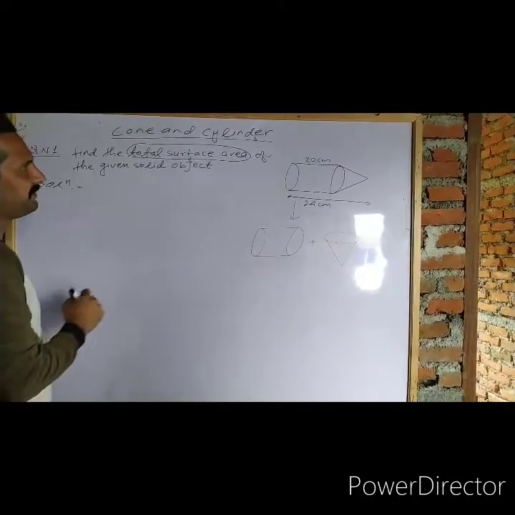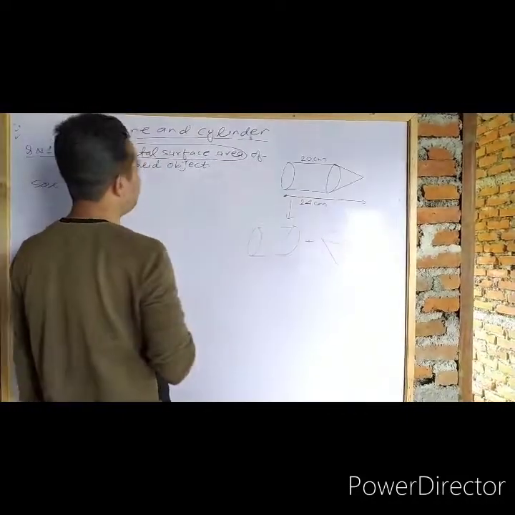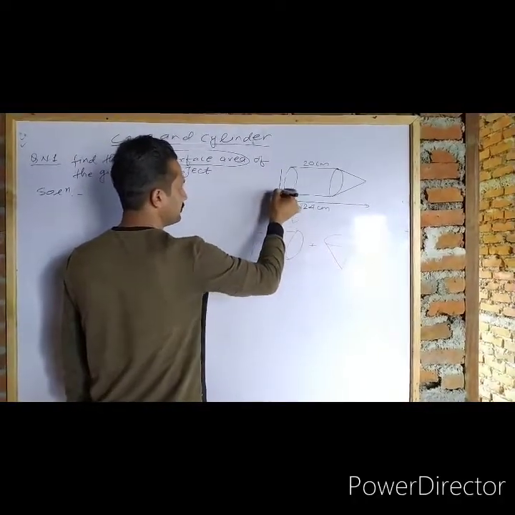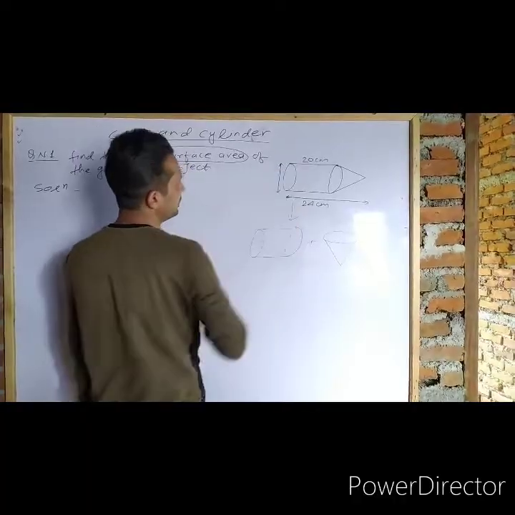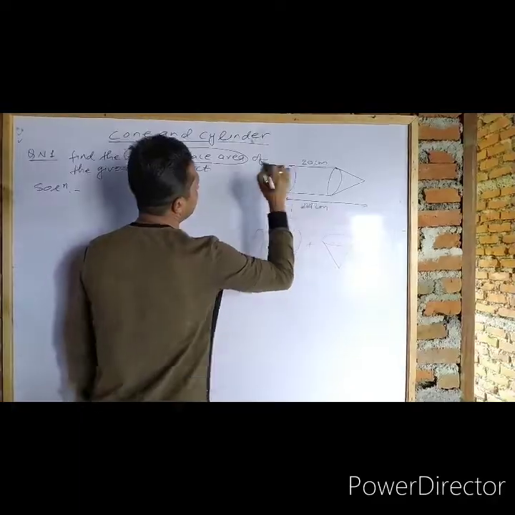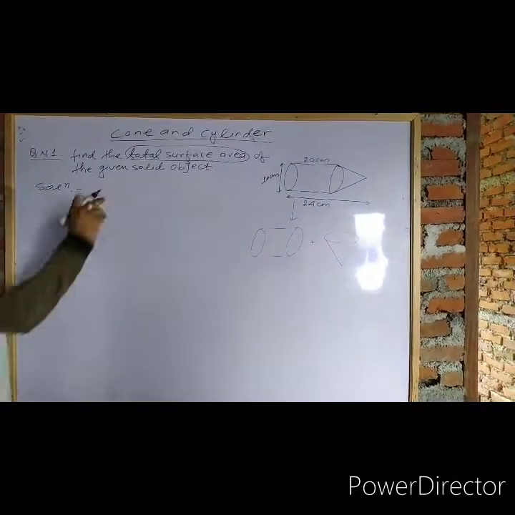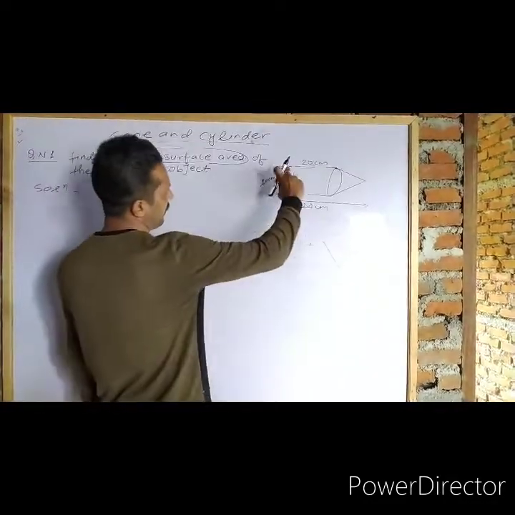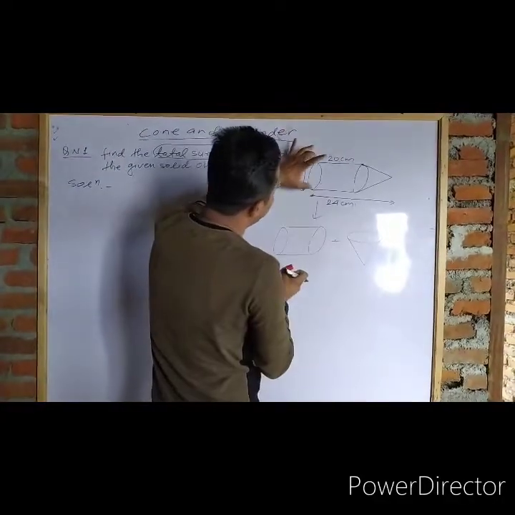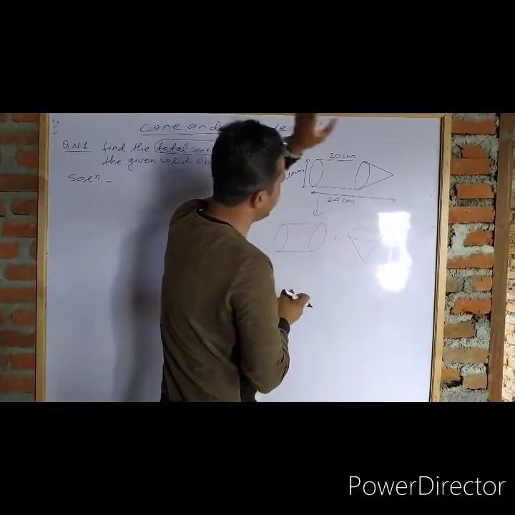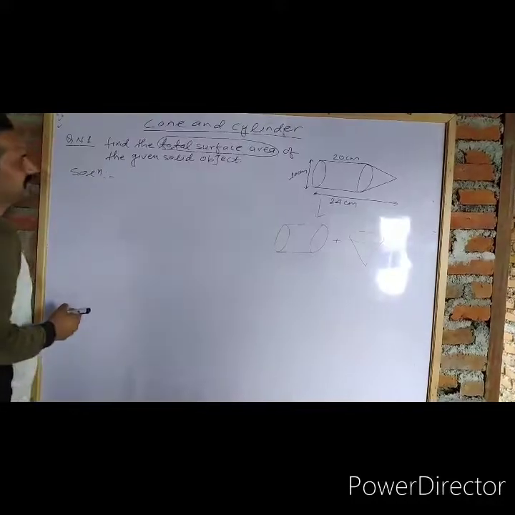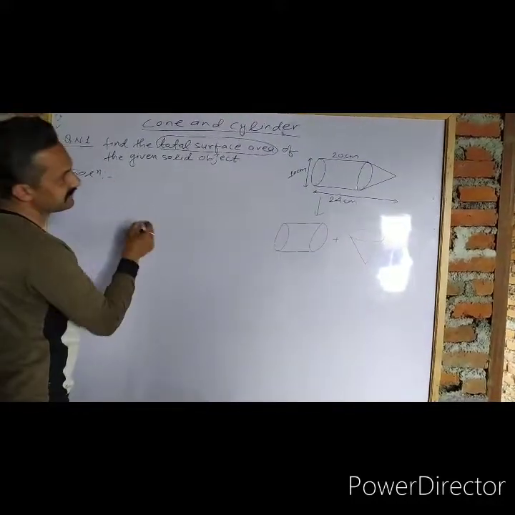Now, firstly, copy the given information in the figure. Sorry, here diameter is not written. 10 centimeter is the diameter of the combined solid. How much is the diameter here? 10 centimeter is the diameter of cylinder and the same is the diameter of the cone. First copy the given information here.